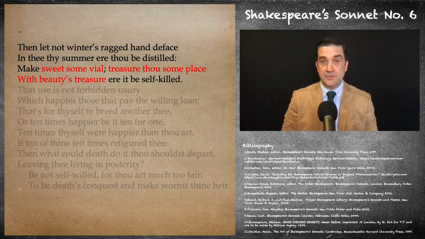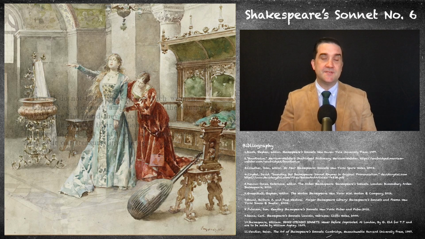Now, treasure, it should be pointed out, is not a noun in Sonnet number 6. As Catherine Duncan-Jones points out in The Ardent Shakespeare, it's actually a verb. What treasure means, what it refers to in Sonnet number 6, is semen, ejaculation. This isn't the only time in the works of Shakespeare where we see the word treasure employed as a metaphor for semen. As Duncan-Jones points out, Shakespeare does just this in the play Othello.